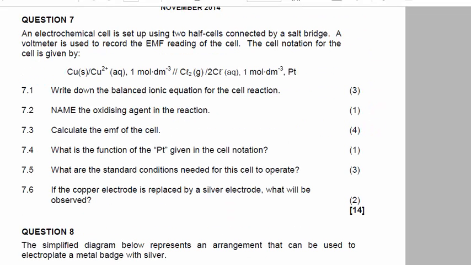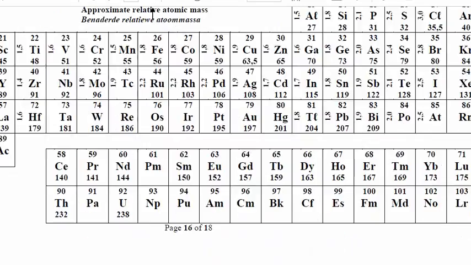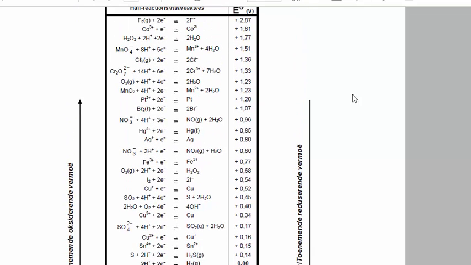If the copper electrode is replaced with a silver electrode, what will be observed? Let's see. All we're going to ask is, well, where does silver lie in this? So let's find silver on our table. There it is. Is there another silver? Doubt it. No. So there's silver. So what do you guys think? What will we observe?